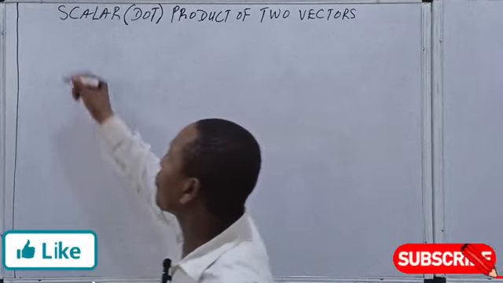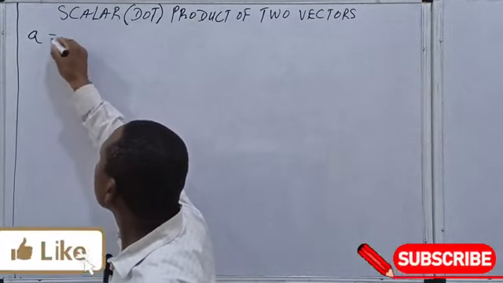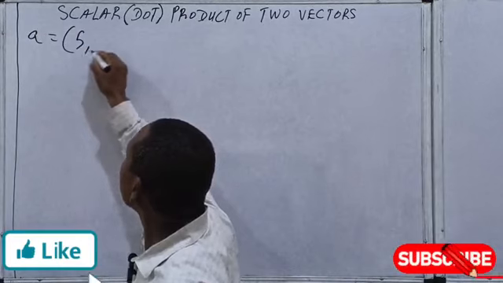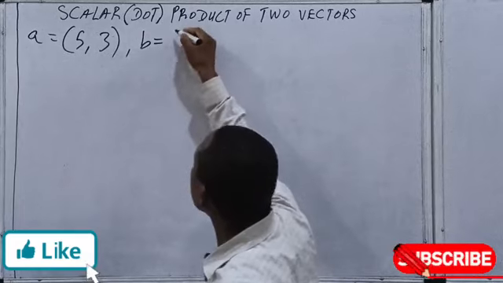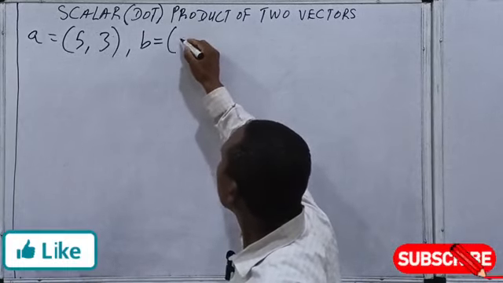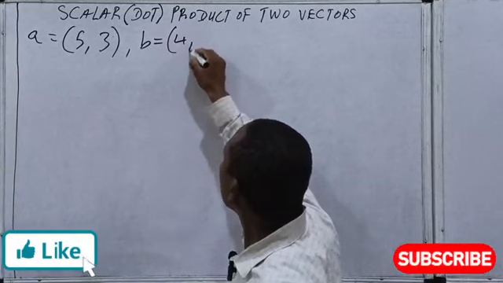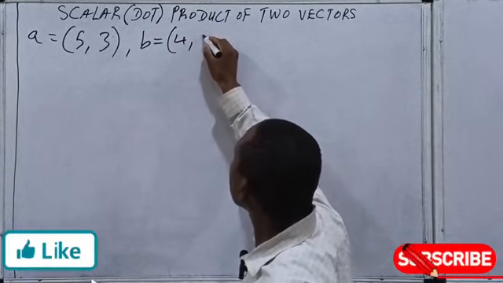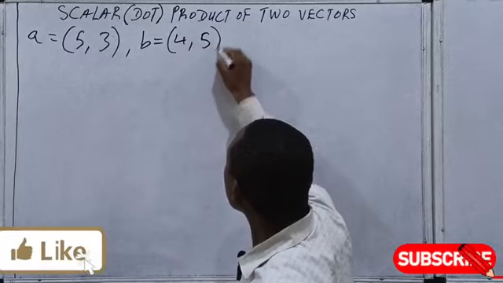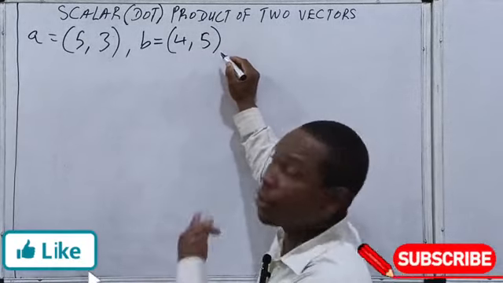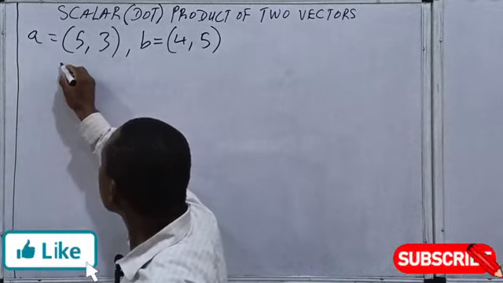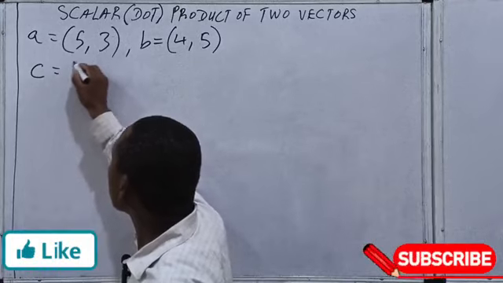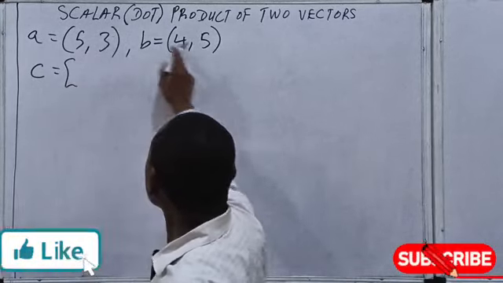Right. Let's assume that you have a vector A is 5, this is 3. Then you have B as, for example, 4, then let's use 5. Okay, and you are asked to look for the dot product of these two vectors. It's simple. First thing you are supposed to do is this. Let's assume that the product is C, okay? This and this.